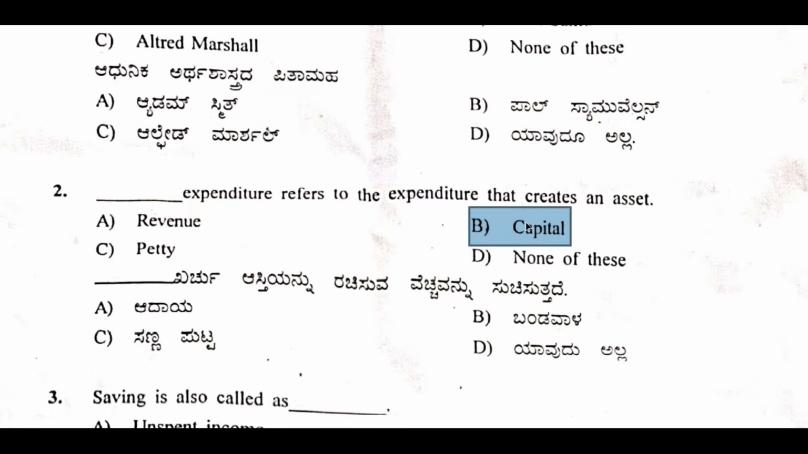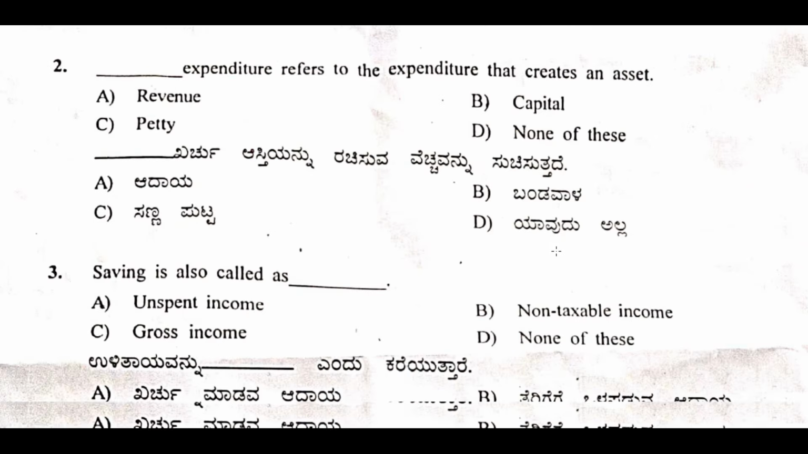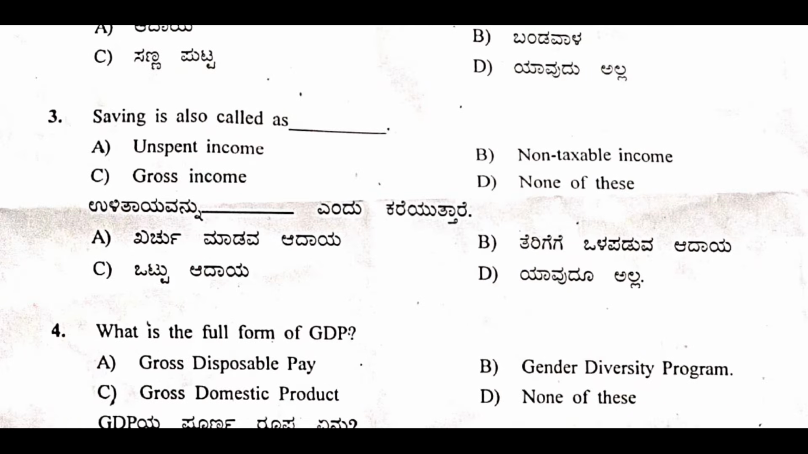Coming to the third question, the third question is, saving is also called as dash. What we say to the savings? So other name or what kind of income it is, whether it is option A, unspent income or non-taxable income, or option C, gross income, or none of these. The saving is also called as unspent income.